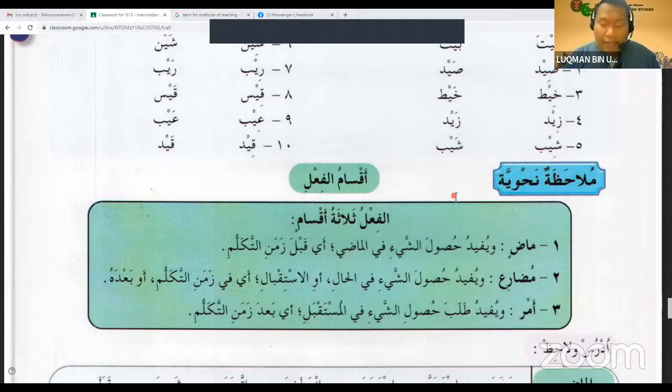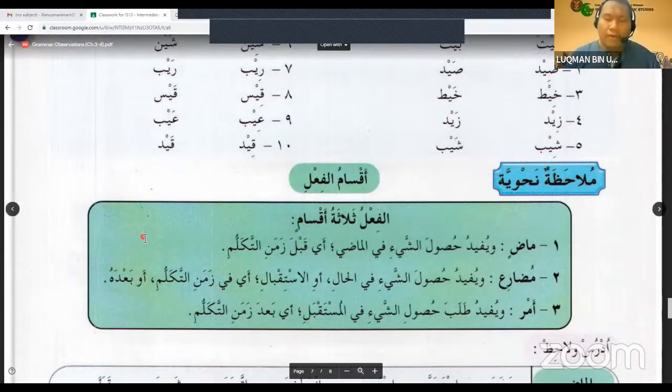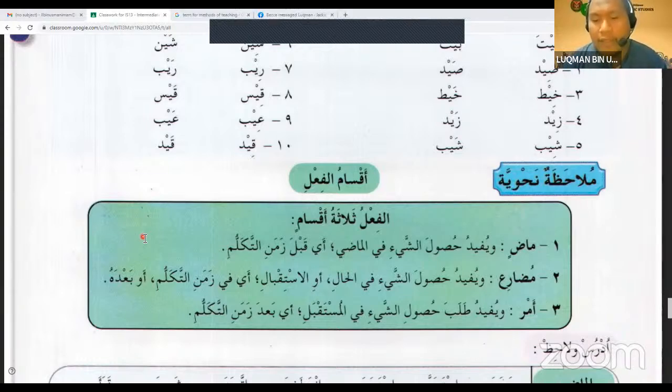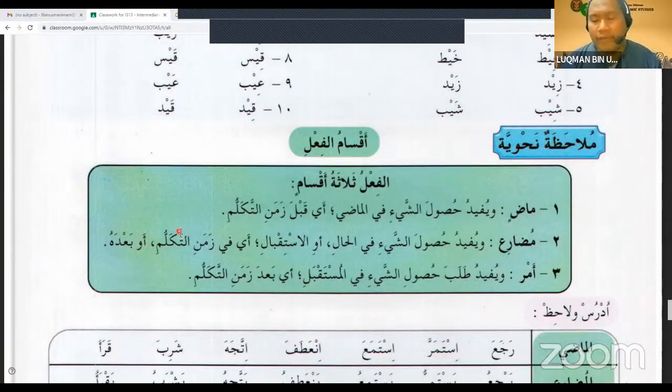Then last tense is amr. Fi'lu amrin. Imperative tense. ويفيد طلب حصول الشيء في المستقبل. So it indicates the request or the command or the request of a thing to happen in the future, أو بعد زمان التكلم, or after the speaker has spoken. So yun, again, dalawa na fi'al madi, fi'al mudari, and fi'lu amrin. So perfect tense, imperfect tense, and imperative tense.